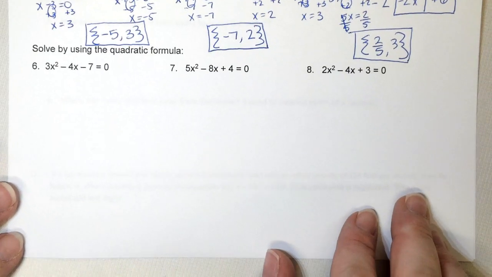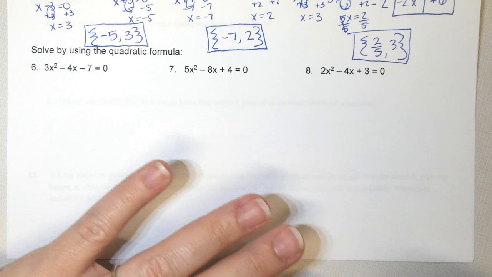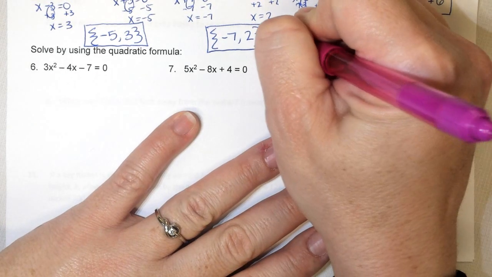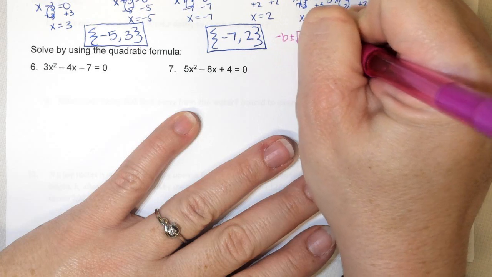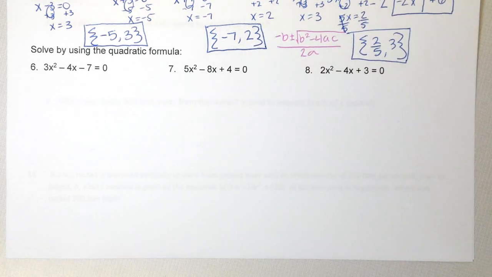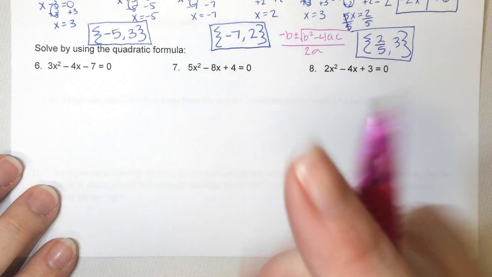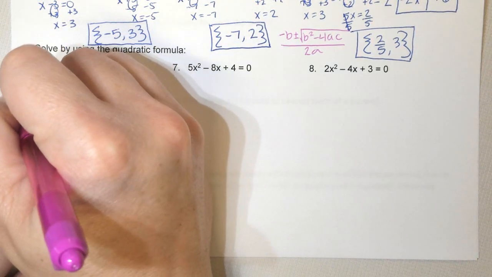Okay, the next 3 say to use quadratic formula. Just a reminder, your quadratic formula is negative b plus or minus the square root of b squared minus 4 times a times c all over 2a. I will have it on the board during your test to help you. Now, when it's not a word problem, you cannot just type it in the calculator. You have to simplify it on your own. So we're just going to make sure it equals 0 and find our a, b, and c.